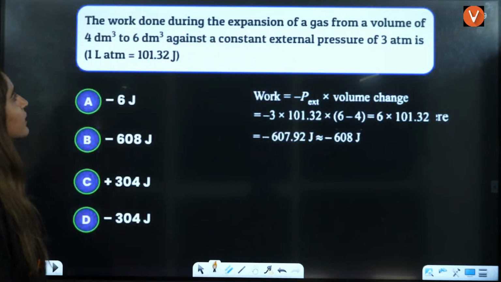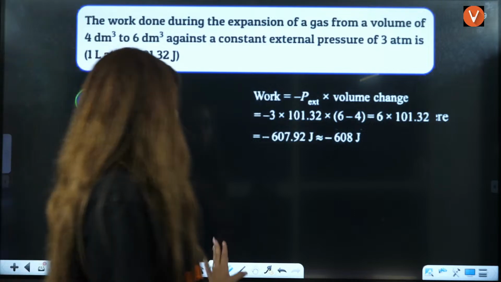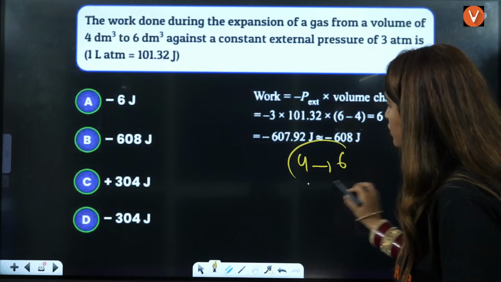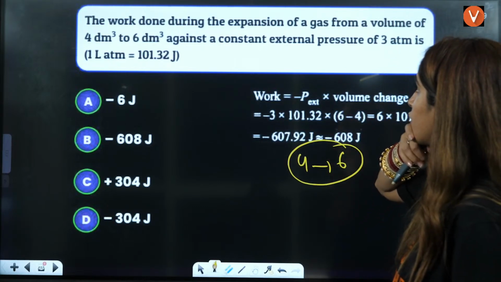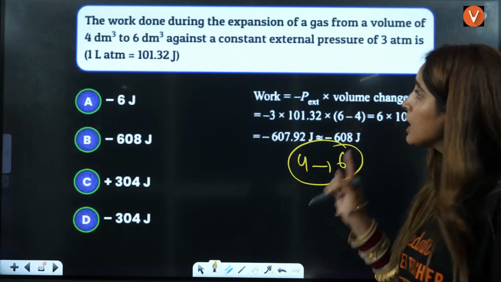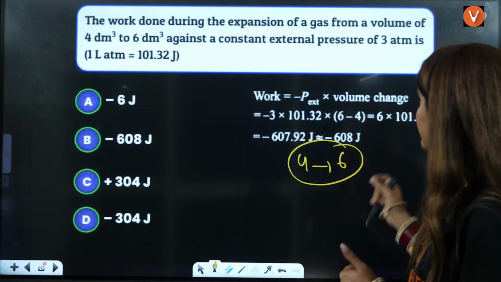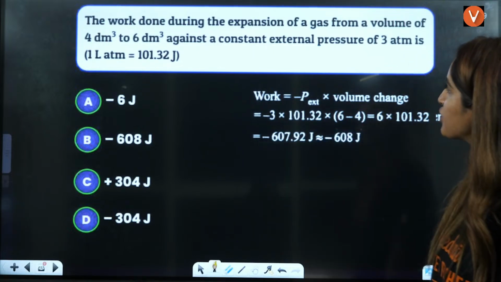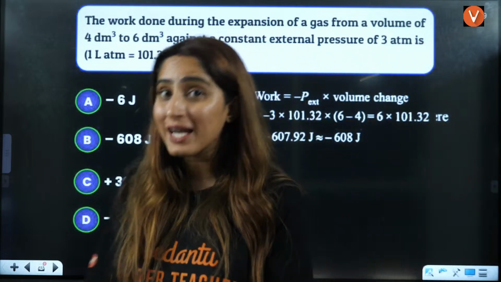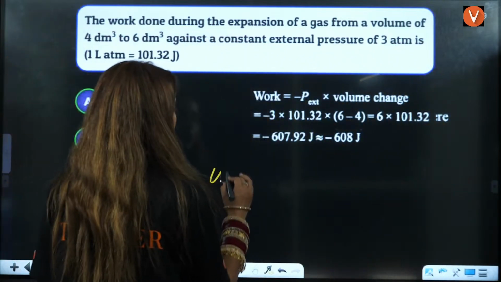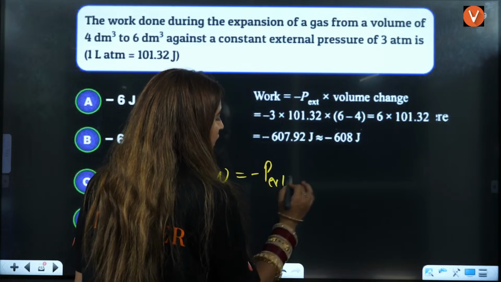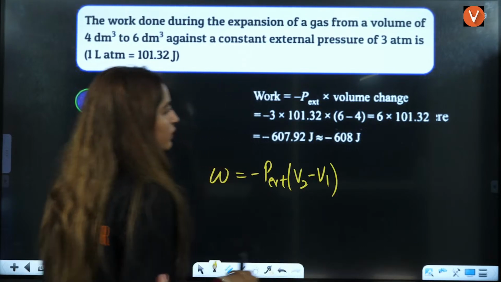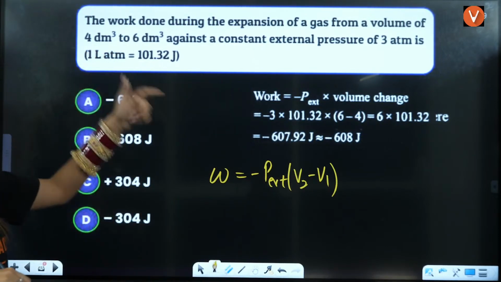Okay. So here it is the work done during expansion of the gas from the volume of 4 to 6. Okay, 4 to 6. This is the volume. The work done during expansion of gas from volume of 4 to 6 against a constant external pressure of 3. Okay, so what is the work done? Work done at a constant external pressure for isobaric processes is simple: work done is equal to minus P external delta V, that is V2 minus V1. V2 is given to you, 6 minus 4.